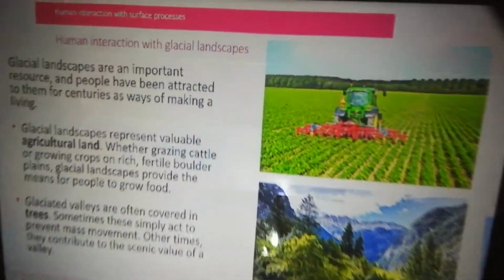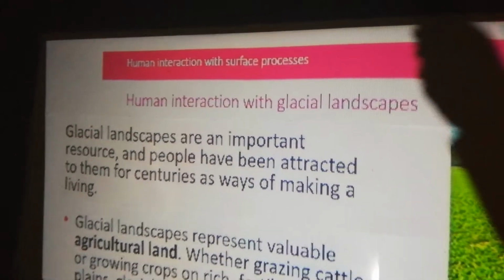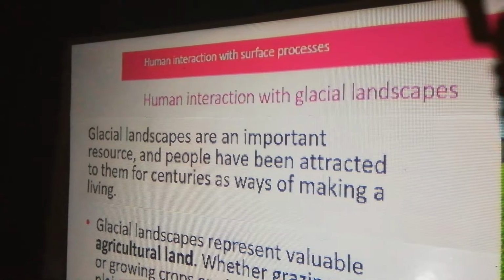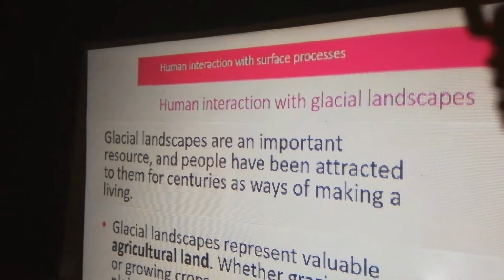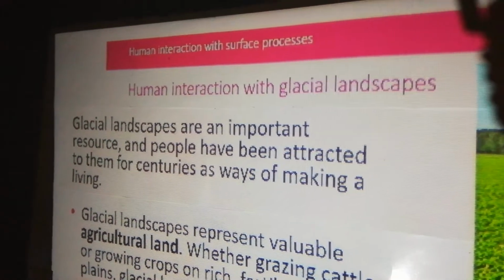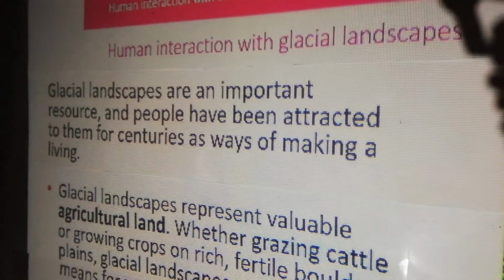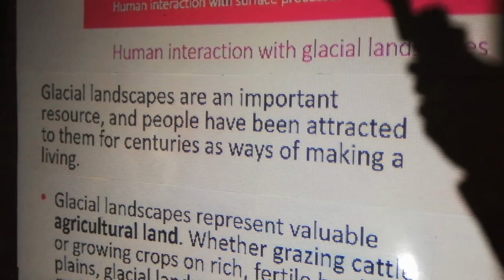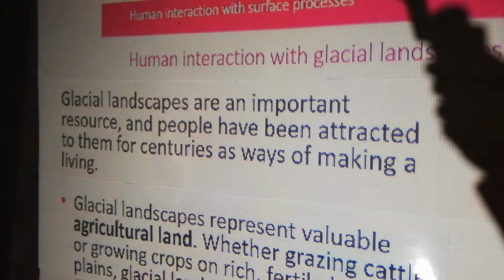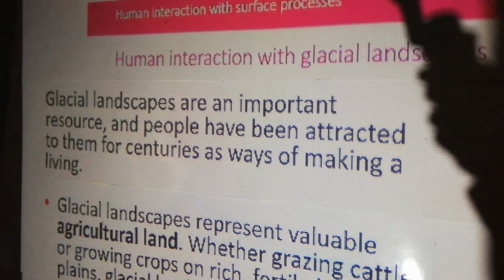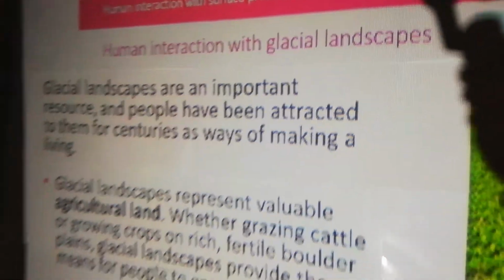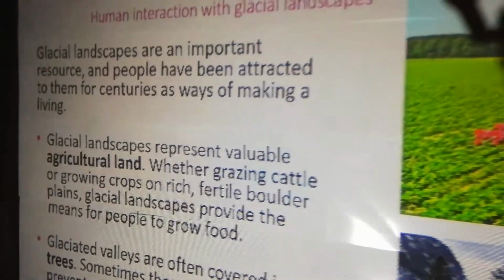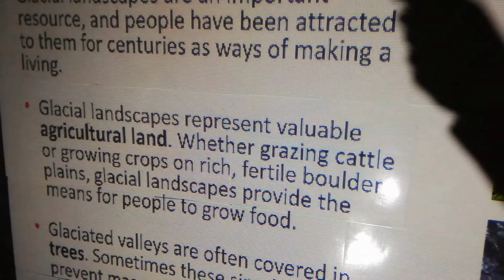Glacial landscapes are an important resource. So glaciers have left behind lots of things that are useful to us. Even though the last glaciers in Ireland were here about 100,000 years ago, glaciers still provide lots of useful things. So glacial landscapes are an important resource, and people have been attracted to them for centuries as ways of making a living. So the first thing is glacial landscapes represent valuable agricultural land.